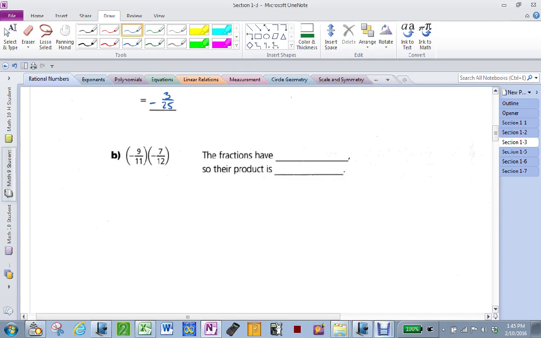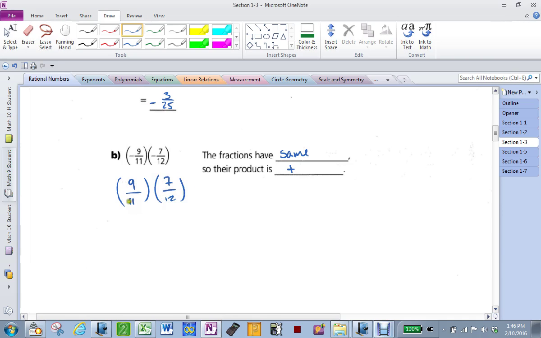What about those? What are their signs? Negative. But it's like positive. So they're the same, so the answer is positive, right? So I don't need to care about those negatives. So I put them out of my mind. They're gone. So what do I have? I have 9, 11, and 7 and 12, right? So now I check up and down.